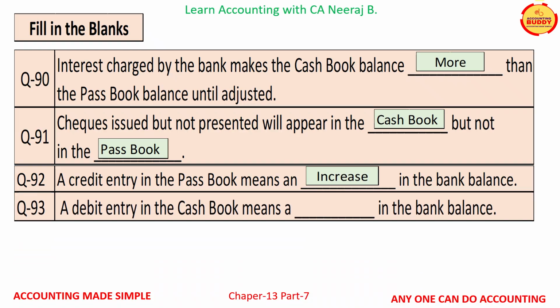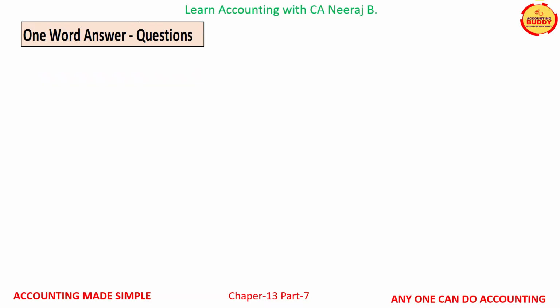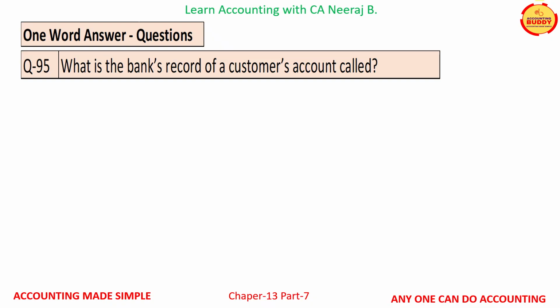Question number 93: a debit entry in the cash book means a dash in the bank balance, and the correct answer is a decrease in the bank balance. Question number 94: wrong credit given by the bank will not be entered in dash and will be reversed in dash, and the correct answer is will not be entered in the cash book and will be reversed in the bank passbook. In this section, we will address a few one-word answer questions. Question number 95: what is the bank's record of a customer's account called? The correct answer is passbook.